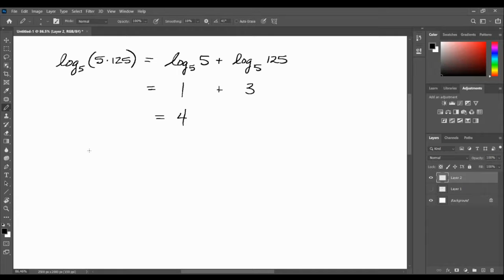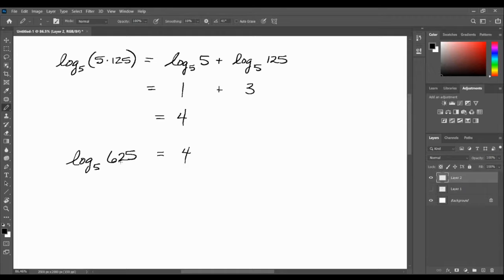We could have done that product first and had log base 5 of 625, which is what you get when you multiply 5 by 125. And now we could ask ourselves, to what do you raise 5 to get 625? Well, that is 4. So that looks a little shorter. I didn't write it all out. Maybe I don't remember that 5 to the 4th power is 625.